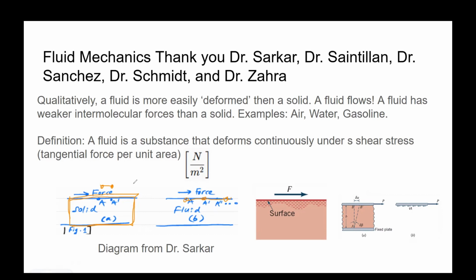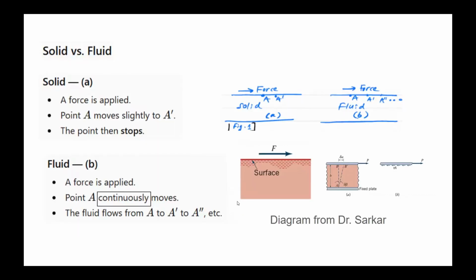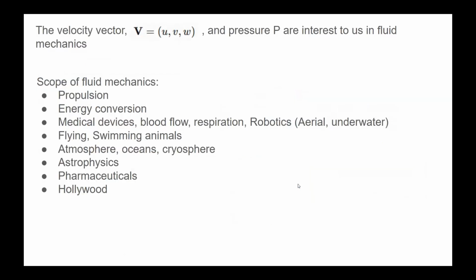Over here is the more textbook version of these two things. Still not really anything different so far. So we go over here, solid versus fluid. Solid: a force is applied, point A moves to A prime. The point then stops. Fluid: a force is applied, the point A continuously moves. The fluid flows from A to A prime to A double prime. And that's pretty much it. Velocity vector V can be defined by u, v, w, and pressure p are of interest to us in fluid mechanics.